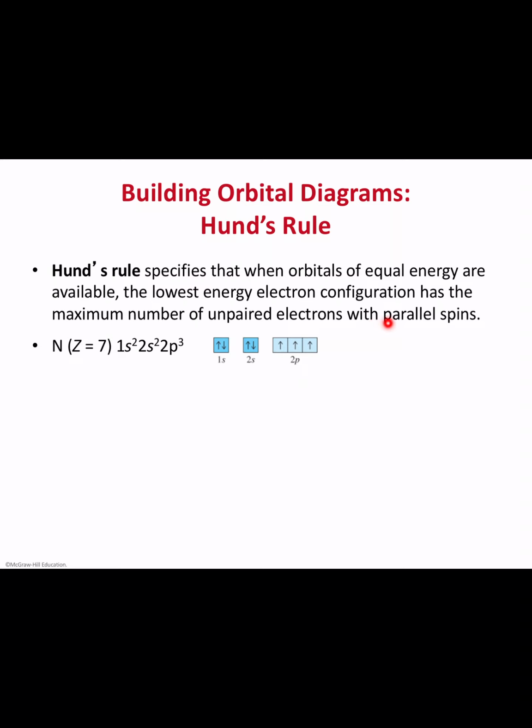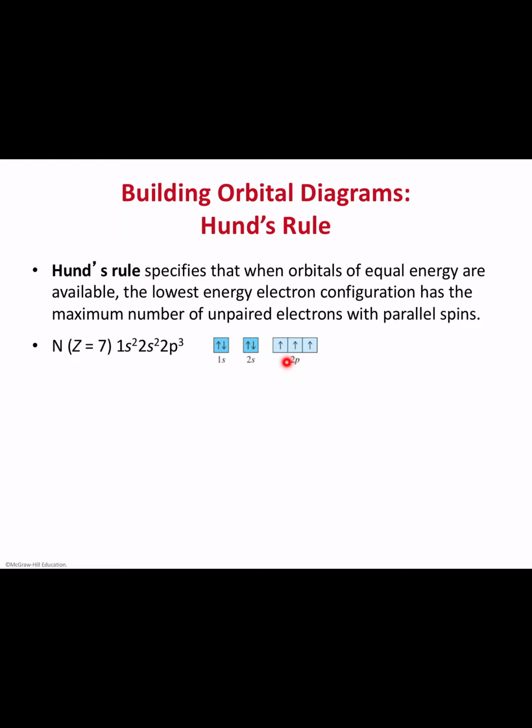Let's look at what Hund's rule means with nitrogen. Nitrogen's atomic number is 7, so we're going to fill up the orbitals with 7 electrons. The very first orbital is the s orbital in the first principal quantum number. S can hold a maximum of 2 electrons, so it would be 1s2. Then you go to the second energy level, and s is lower in energy, so you fill up s first, 2s2.